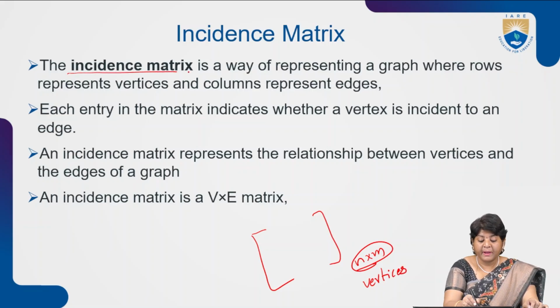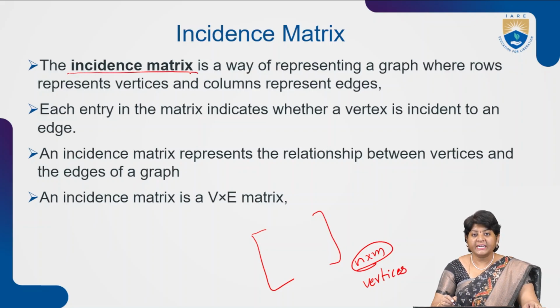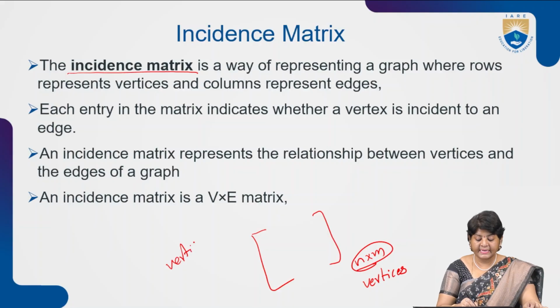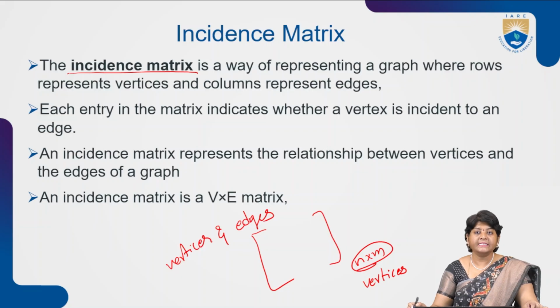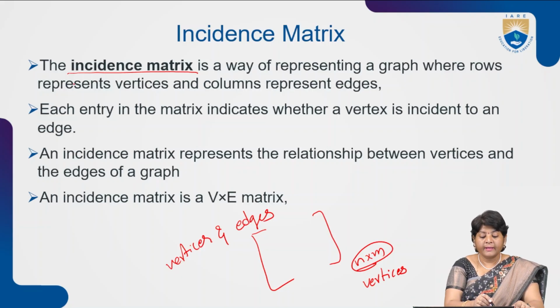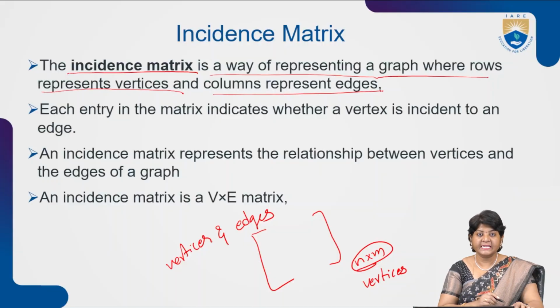Whereas the incidence matrix will establish the connection between vertices and edges. So here we will see the analysis of incidence matrix. The incidence matrix is a way of representing a graph where rows represent the vertices and columns represent the edges. Previously, in the adjacency matrix, the row will represent the vertex and even the column will represent the vertex.